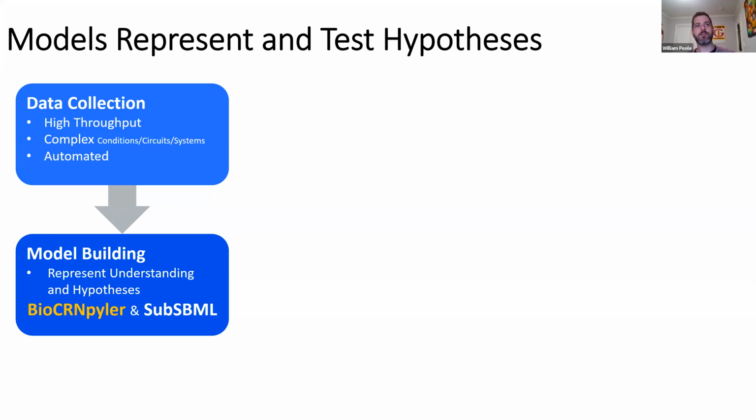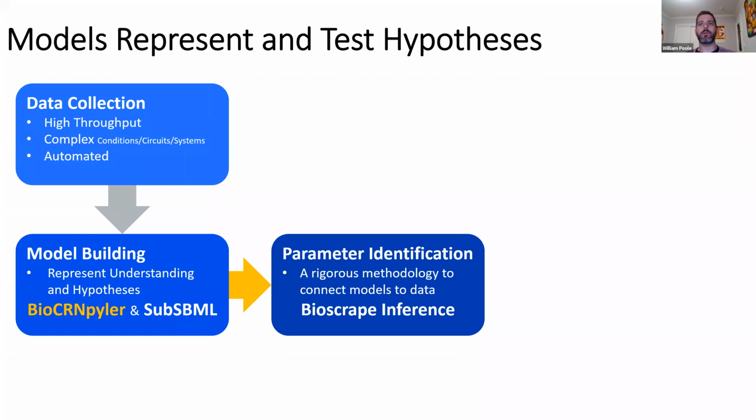So given some data, you can try to build models to better understand that data. And in particular, models codify hypotheses. By writing down a model, you're saying, I think this is how things work. This is my hypothesis, and Biocompiler lets you do that. Once you have a model, you want to connect it to the data. You want to ask, does my model explain my data?